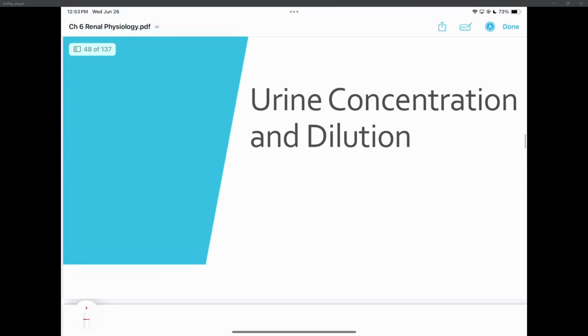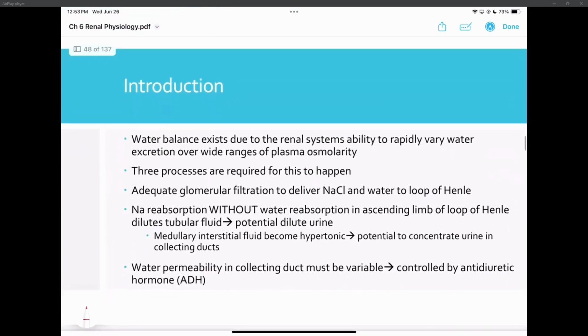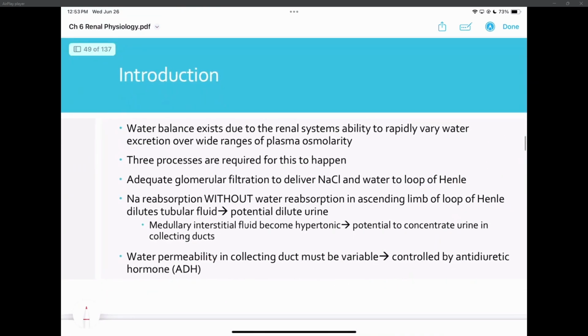Let's do a little bit of water handling, and we'll go from there. So we have to balance the amount of water in our body. Obviously, we need water for all processes to occur. Allows for diffusion of things, and so on and so forth. Three processes are required for this to occur. First, we need adequate GFR.